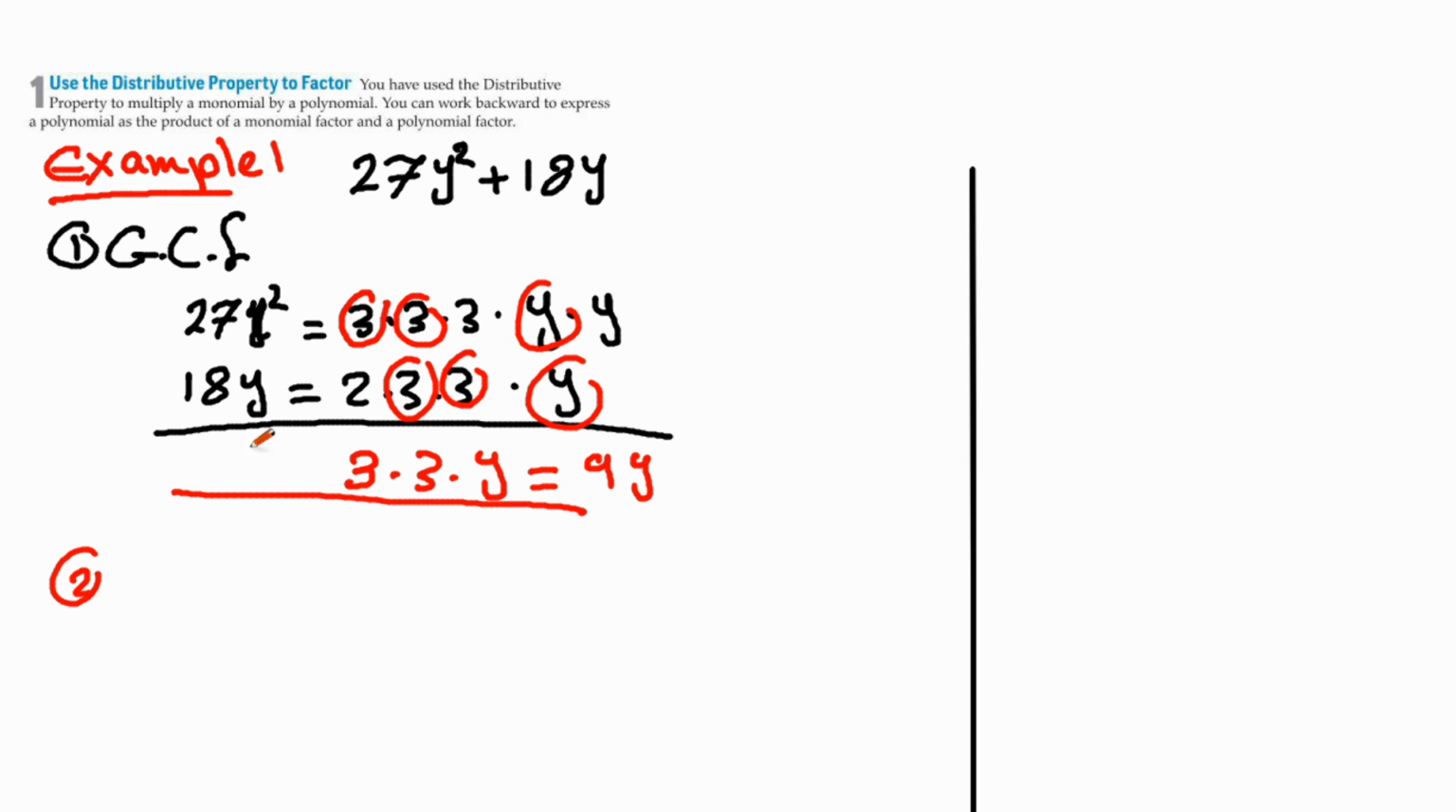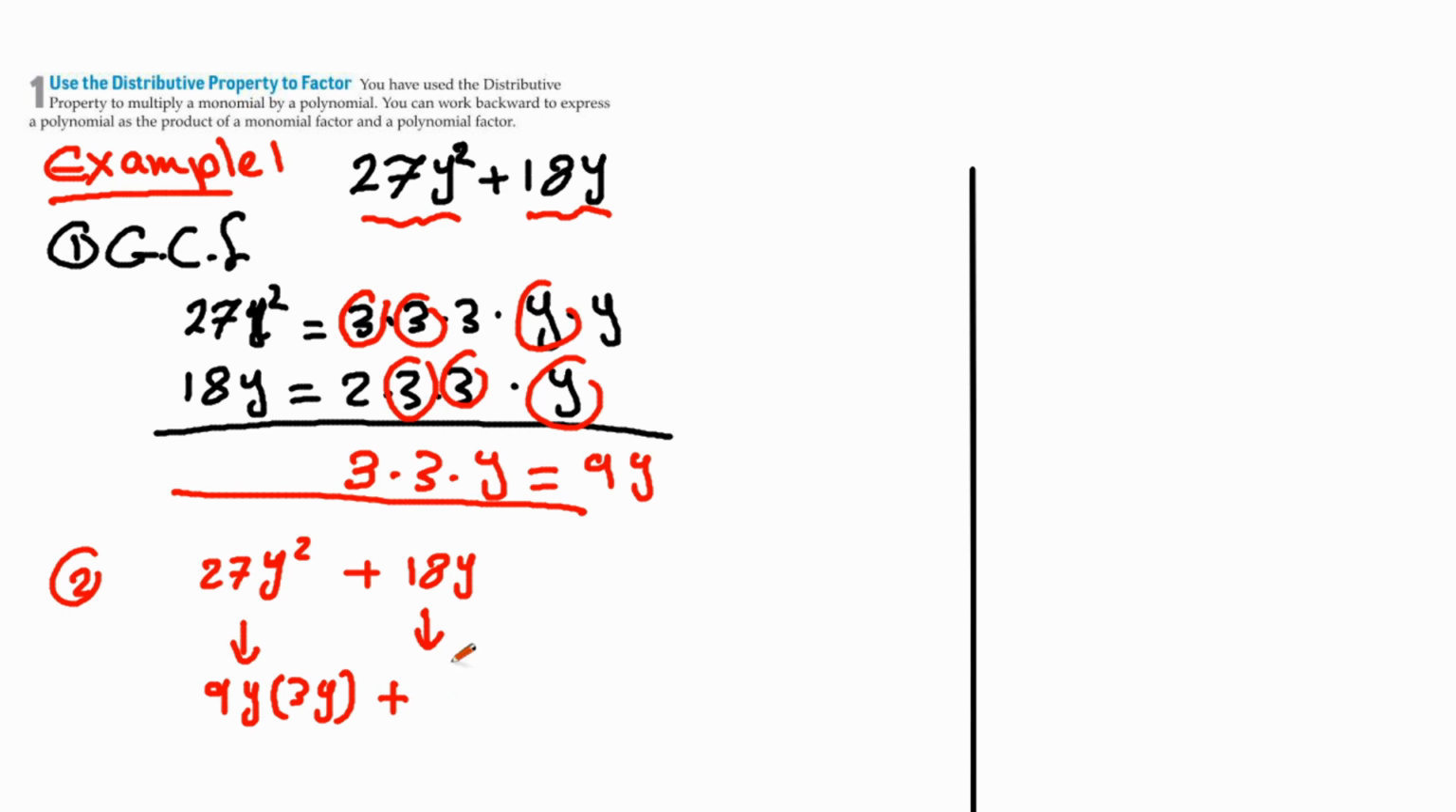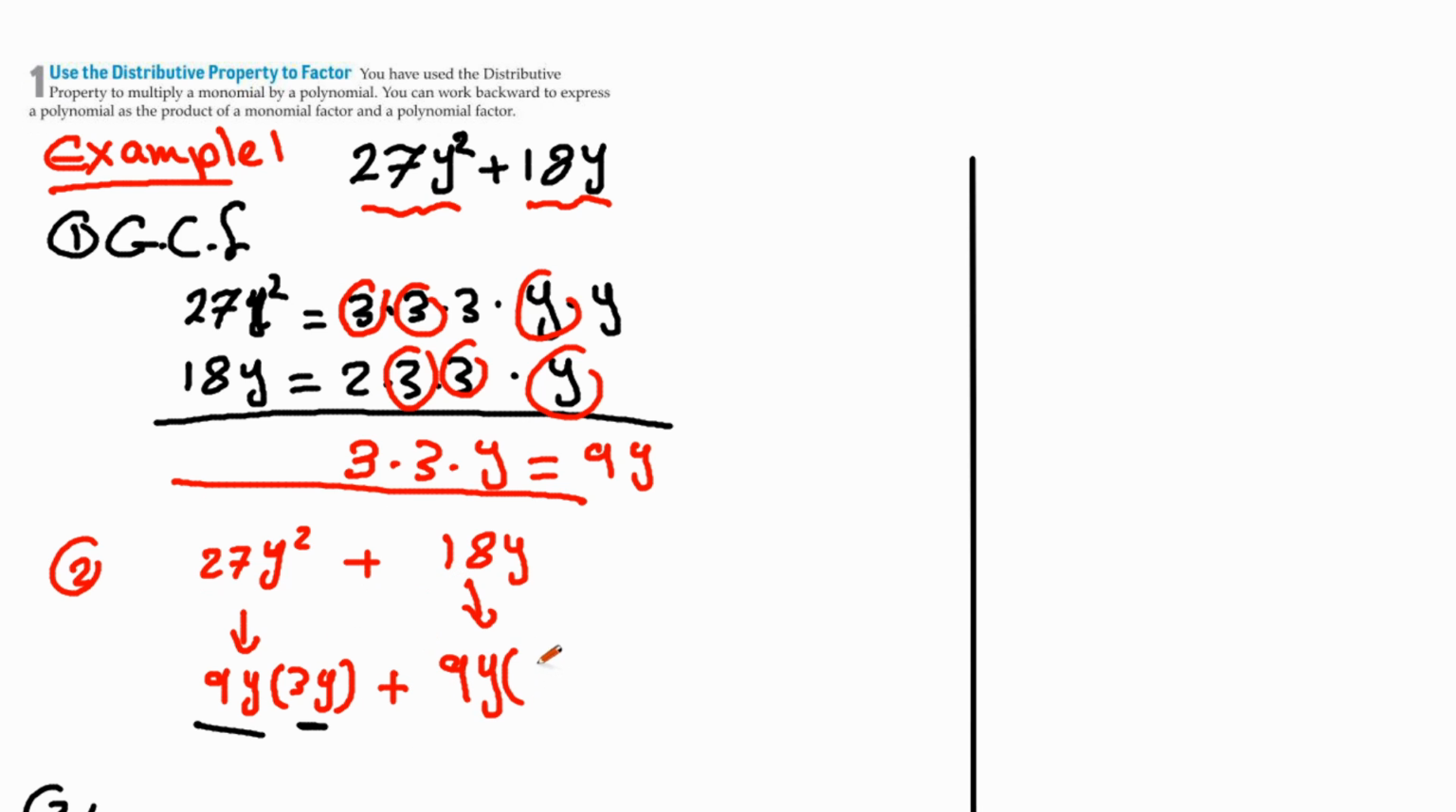Step number 2 is to write each term of this polynomial as the product of 9y, the greatest common factor, and the remaining factor. What does it mean? 27y to the power of 2 can be written as 9y multiplied by 3y. So the greatest common factor is 9y and the remaining factor is 3y. And 18y can be written as 9y multiplied by 2.